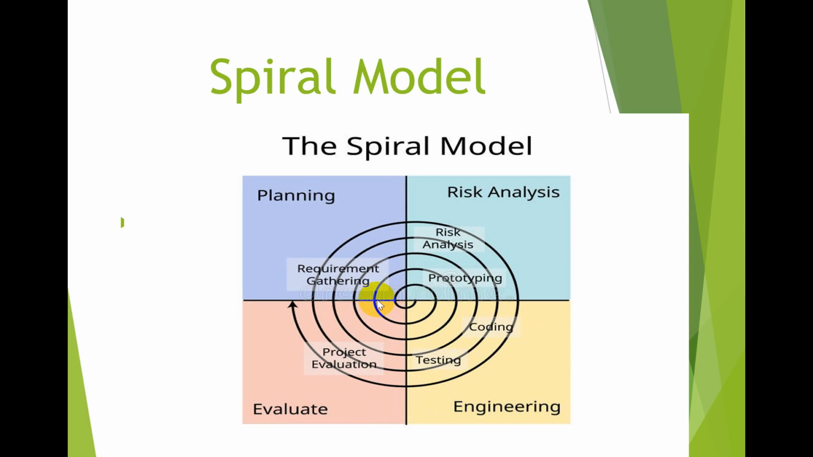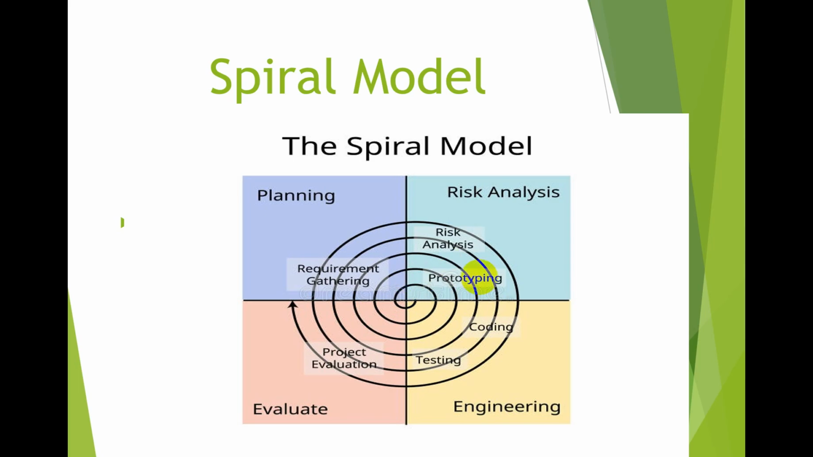Suppose we start from planning and risk analysis. This is one cycle. See, it started and it got completed here, right? It started from here, one cycle is completed here, then the next cycle starts from here and is completed here, and the third cycle starts from here and is completed here, right? Likewise. So what can you understand here?